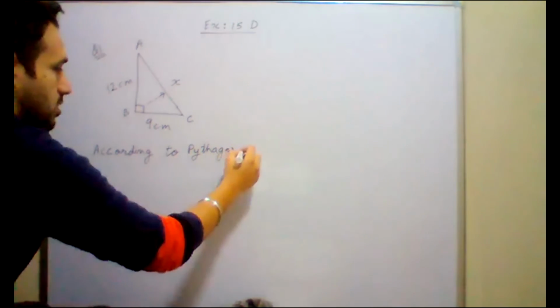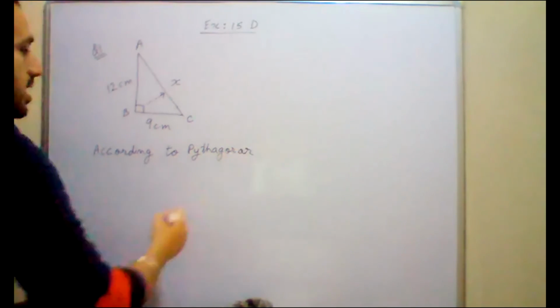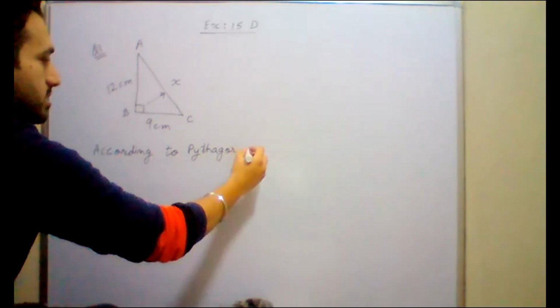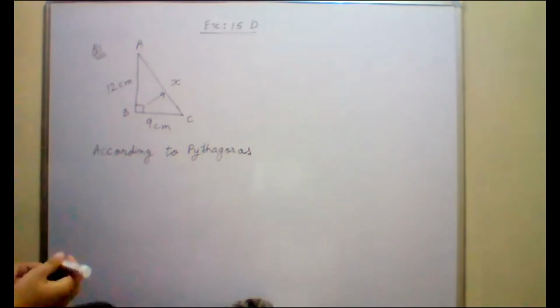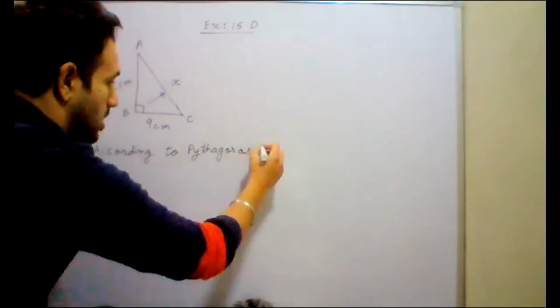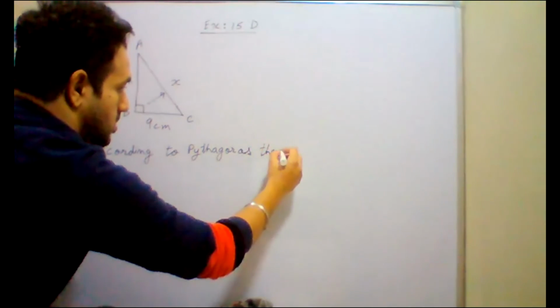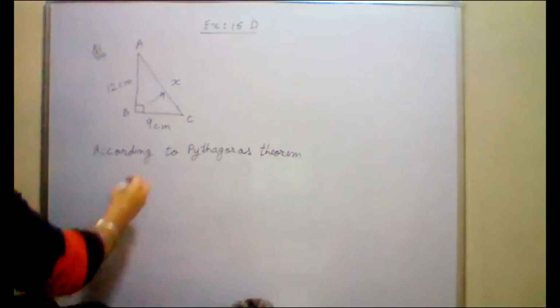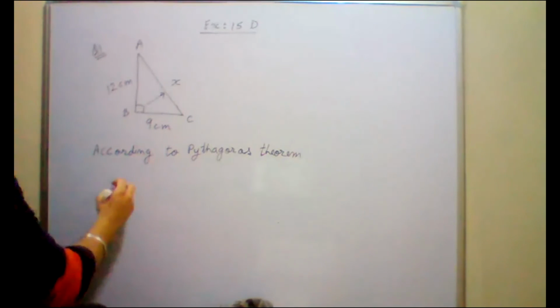According to, Pythagoras uncle was a man who made this Pythagoras theorem. Who made it? There was a mathematician named Pythagoras. Okay, so that Pythagoras uncle, he was a Greek sir. Yes, first one.